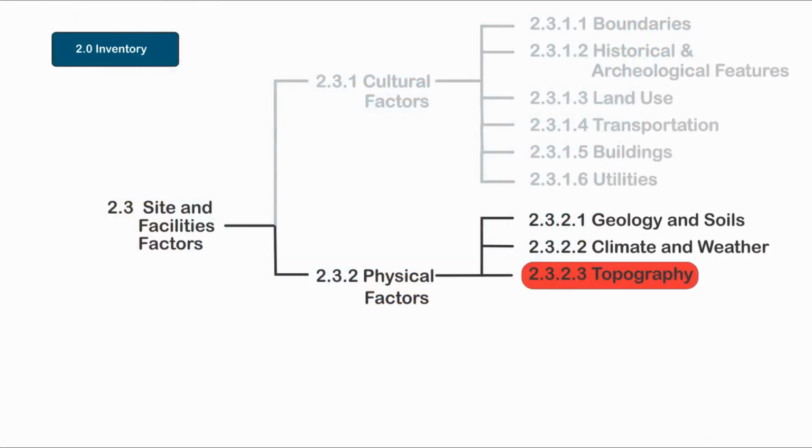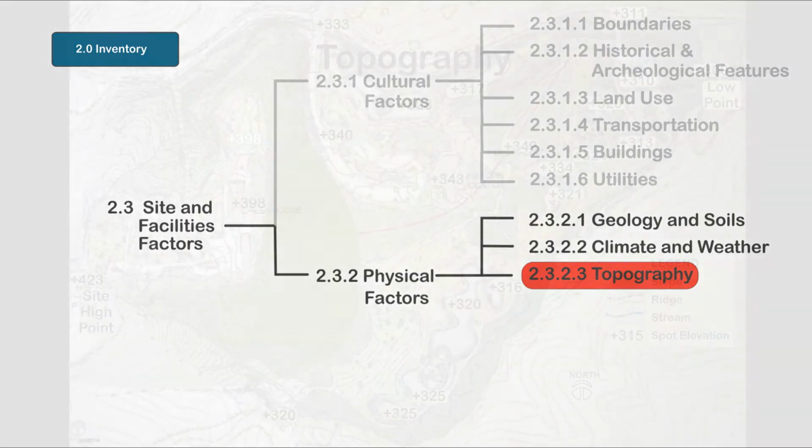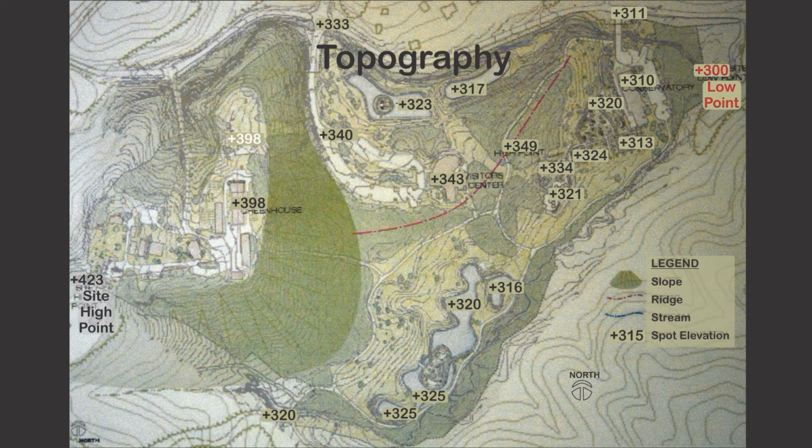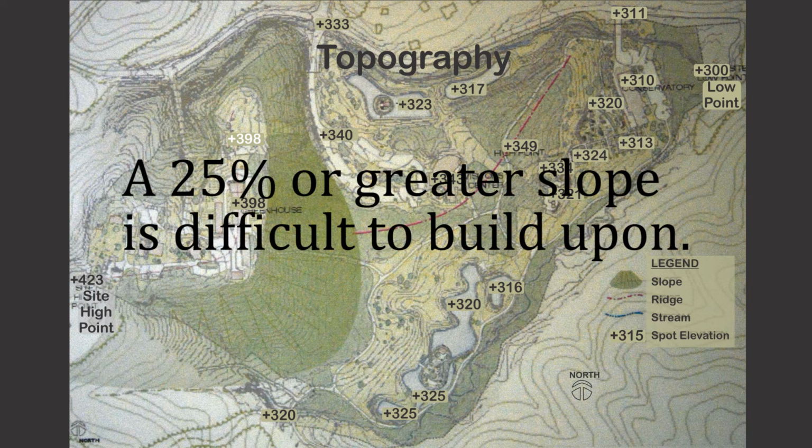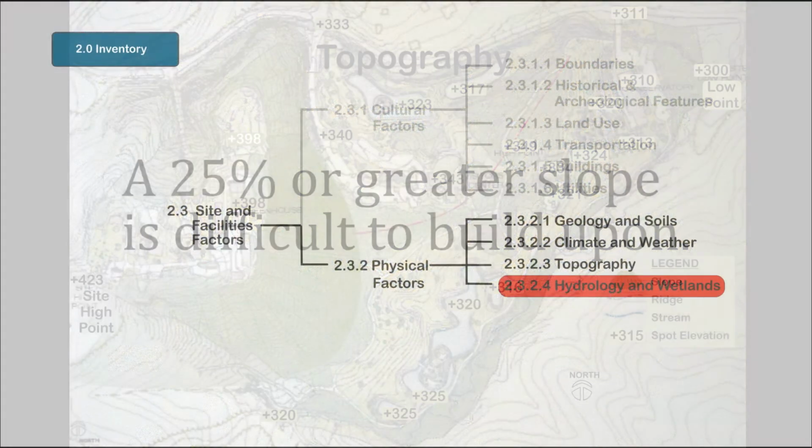Topography consists of elevation, terrain, and slope. For Brookside, the low point is at an elevation of 300 feet, and the high point is at 423 feet. There is a 35-foot change between the visitor center and the conservatory, which can affect trails and user flow patterns. Generally, construction favors level or slightly sloped areas. Anything over 25% grade is difficult to build upon.